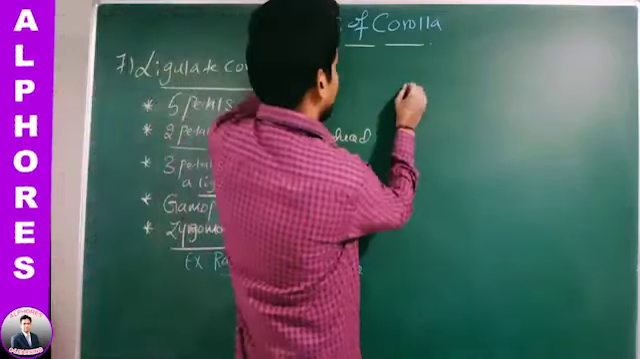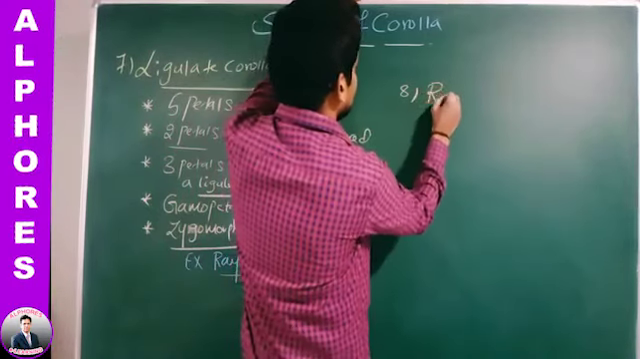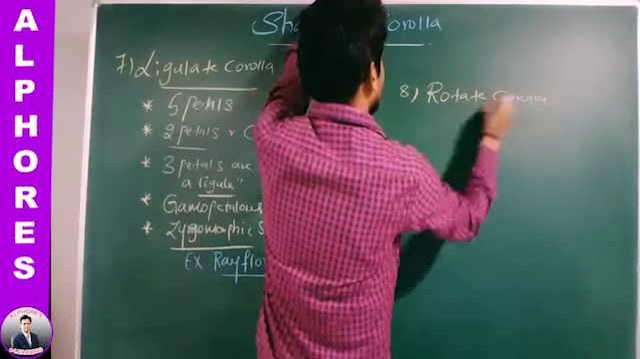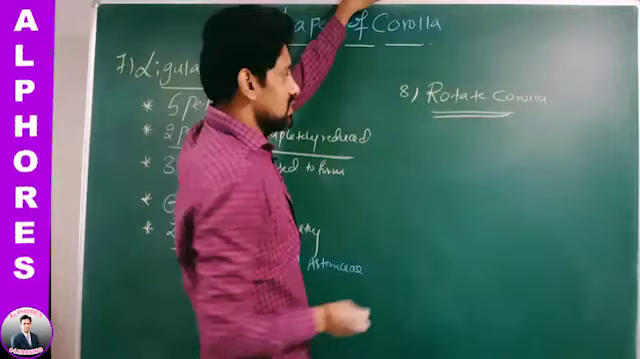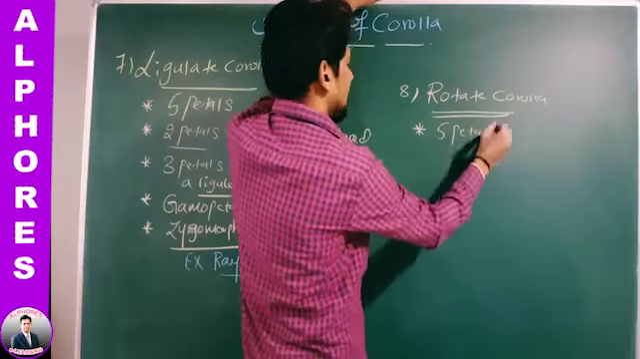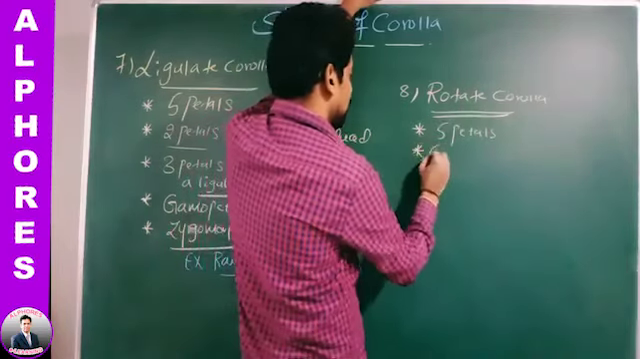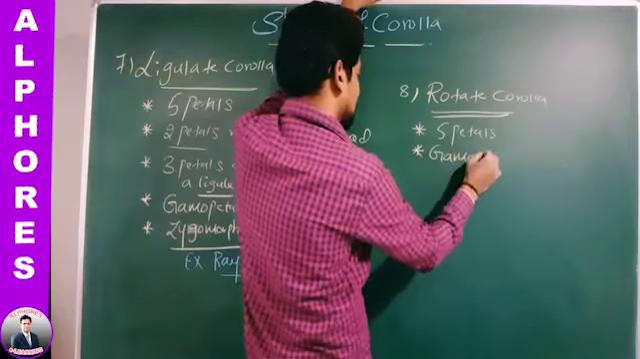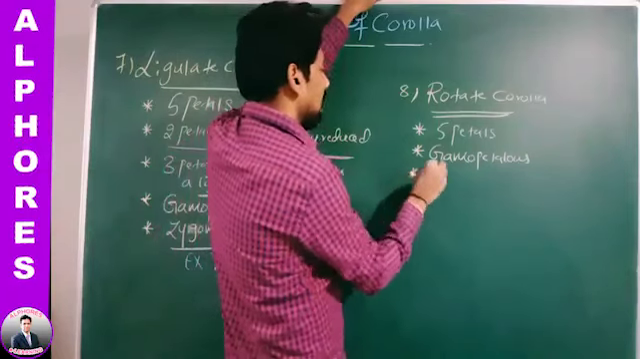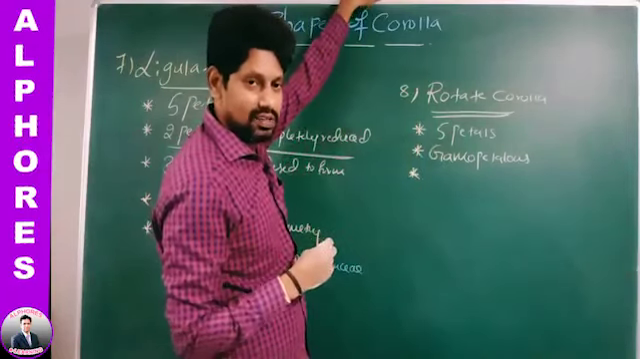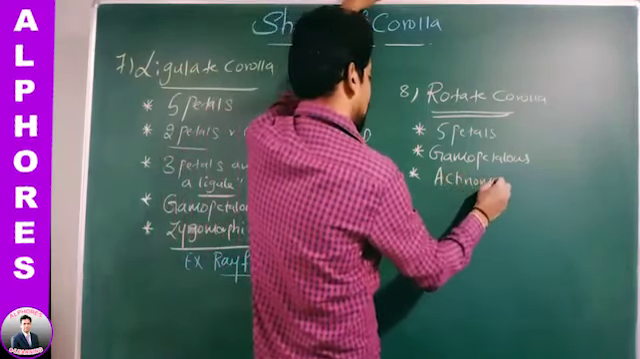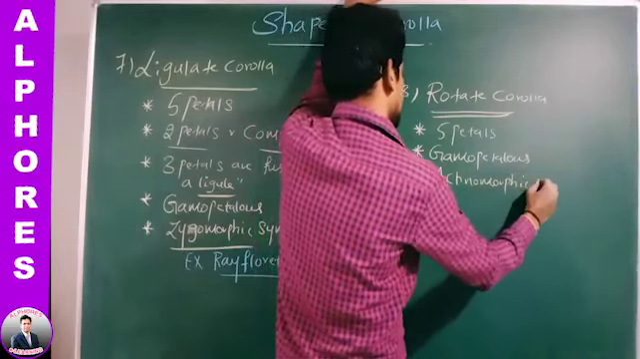Now go for number 8, rotate shaped corolla. Here also 5 petals are present, and these 5 petals are fused. Therefore, gamopetalous condition. This rotate corolla is present in a flower which shows actinomorphic symmetry.